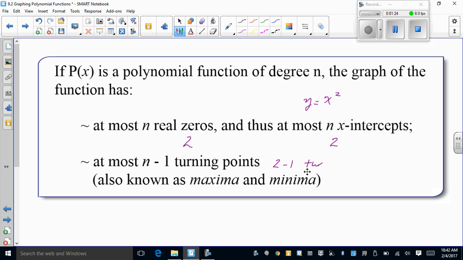Okay, now if I gave you y equals x cubed, you can have as many as 2 turning points, but not necessarily will that happen. You can have 1 turning point. So this is just a matter of playing with graphs. You're not going to know by just looking at the polynomial function how many it has.